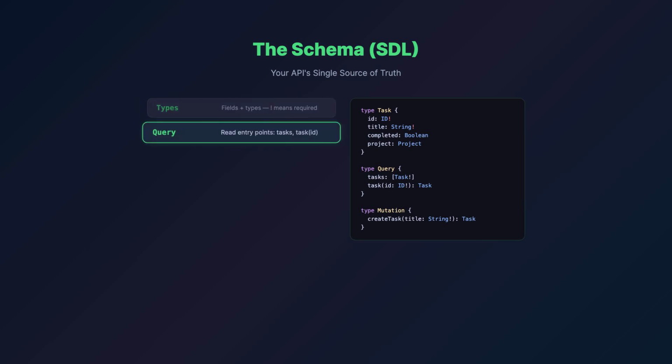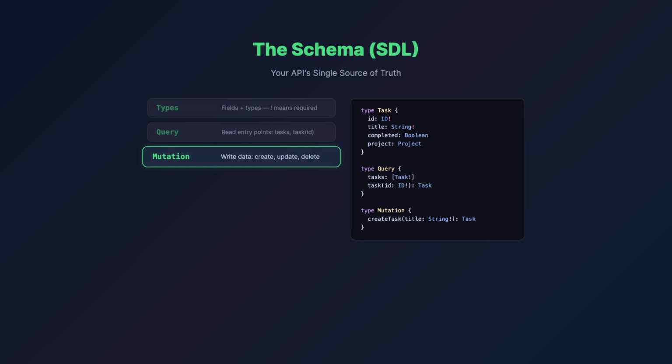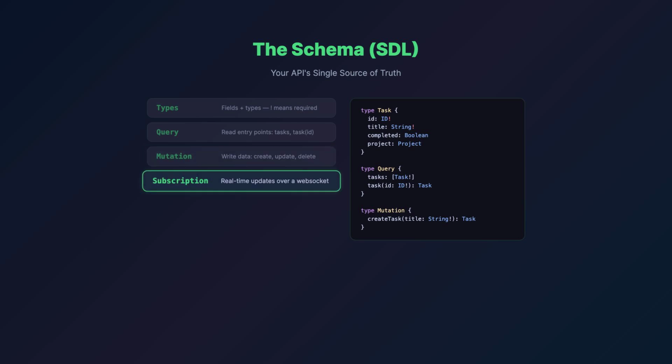Then there are 3 special root types. Query, for reading data. Type Query defines the entry points. tasks returns a list of tasks. task takes an ID and returns one task. Mutation, for writing data. createTask, updateTask, deleteTask. Each mutation takes arguments and returns the affected object. And Subscription, for real-time updates over a WebSocket. taskAdded pushes new tasks to the client as they're created. The schema is the single source of truth. The client can introspect it, tools can auto-complete against it, and it documents your entire API in one place.